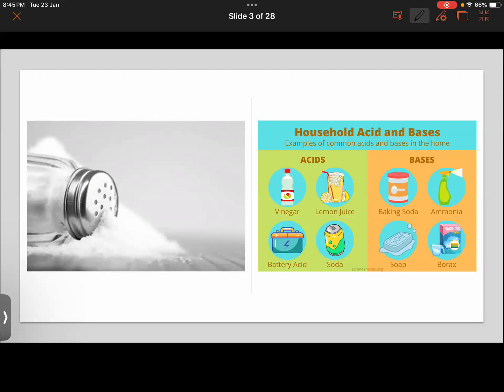We have some common examples like vinegar, lemon, soda, battery acid. These are the household items in which you find acids. And the common items for bases are baking soda, ammonia, then soap, borax. DNA, there is a chemical in the cell, right? Inside the cell, you have electrolytic chemical. Sir, so basically it is an acid. Inside that, the medium is actually acidic.